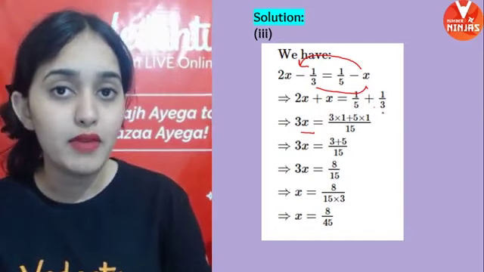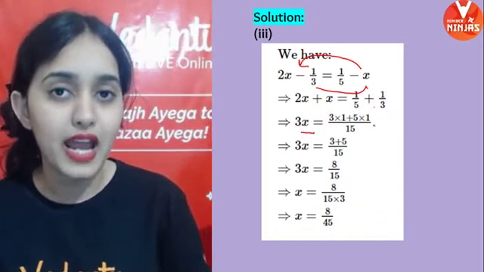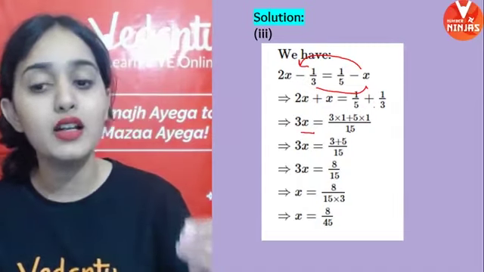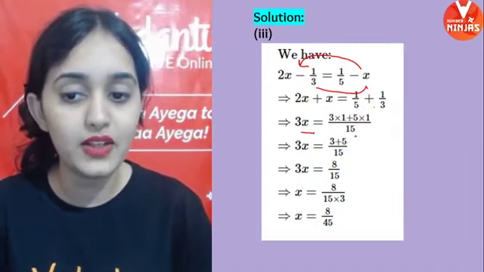Now 2x plus x is 3x. 1 by 5 plus 1 by 3 is addition of two fractions. How do we do it? By finding the LCM. So what is the LCM of 5 and 3? 15.